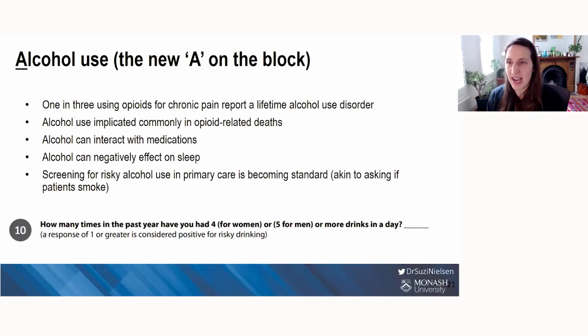And then the final A is alcohol use. And this is something that I've added in as the 6th A. I've referred to it as the new A on the block. But we do know that 1 in 3 people who are using opioids for chronic pain report a lifetime alcohol use disorder. So it does make sense to be asking about alcohol use. We also know that alcohol use is really commonly implicated in opioid-related deaths. And more importantly, when we're talking about quality of life, alcohol can affect sleep. It can affect people waking up during the night and having poor sleep, and it can interact with medicine.